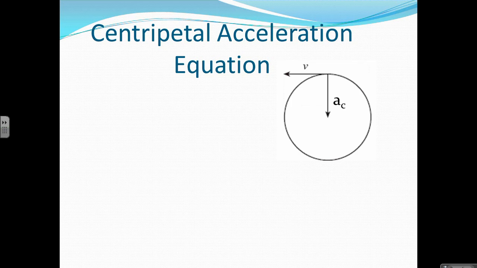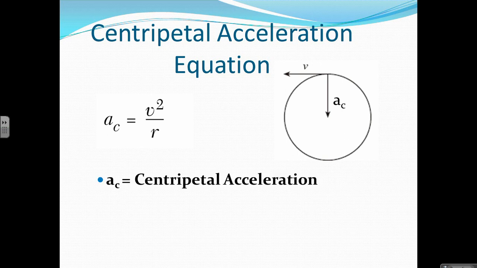Our equation for centripetal acceleration is acceleration centripetal equals velocity squared divided by radius. And this is the velocity at tangent, and this is the radius of the circle that it's making. You'll see on the diagram to the right, I've labeled both the velocity and the acceleration vectors. The velocity vector is acting tangent to the circle at that point, and the acceleration vector is acting at that point but pointing towards the center of the circle.